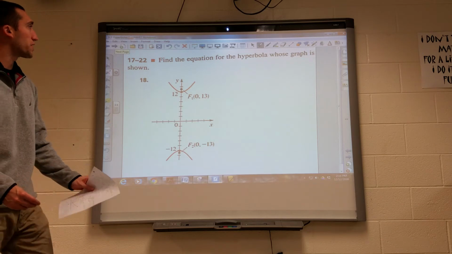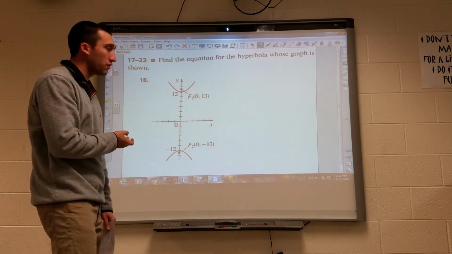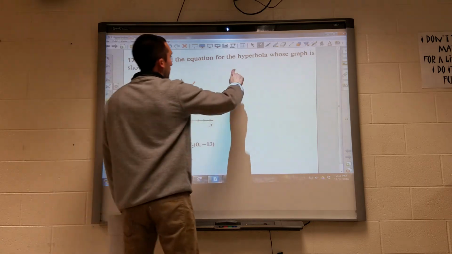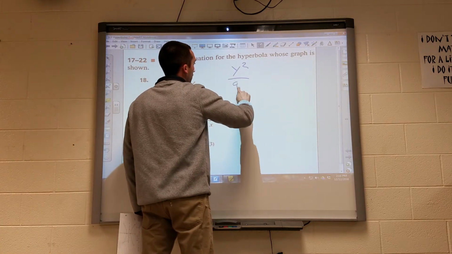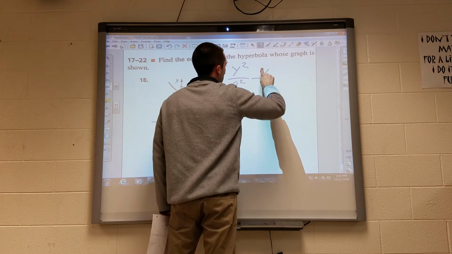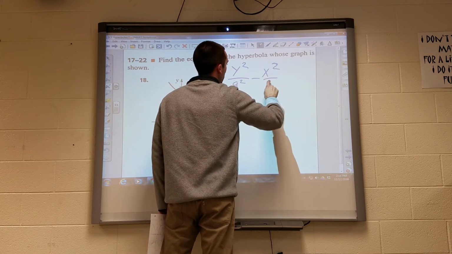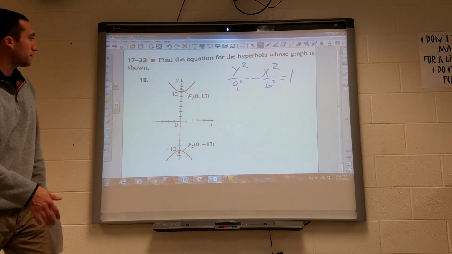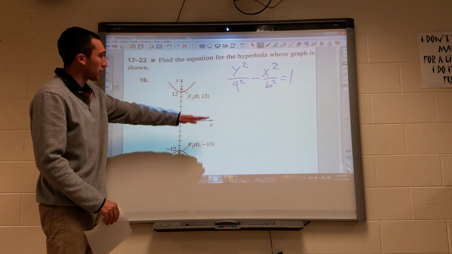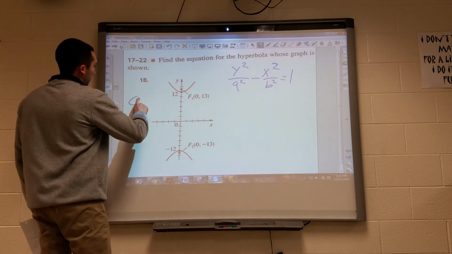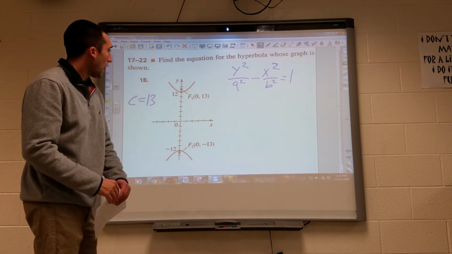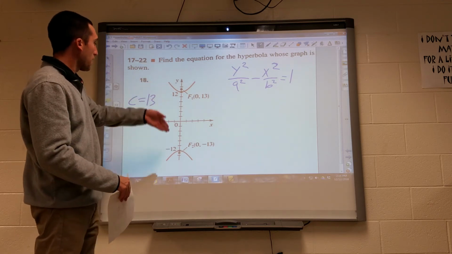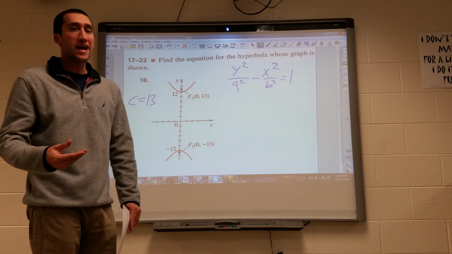Next, I need to find the equation of the hyperbola whose graph is shown. Okay, so this is obviously a vertical hyperbola. So we know that we're going to get y squared over a squared minus x squared over b squared equals 1. Okay, so what do I know on the graph? Well, I know my foci are at plus or minus 13, so I know that c equals 13. I know that my vertices, where I'm crossing my y-axis, are at plus or minus 12. So I know my a is 12.